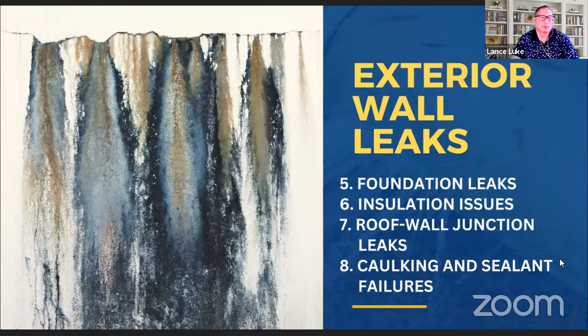Dissimilar building materials. You have like a metal window frame connected to wood siding, right? So we look at that joint, it needs to be caulked.